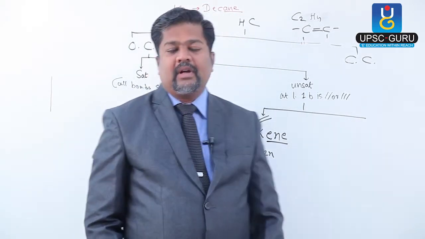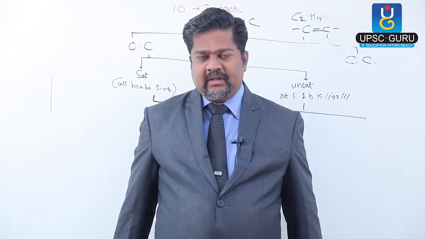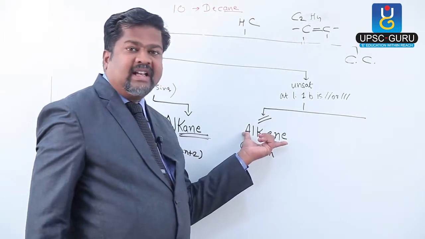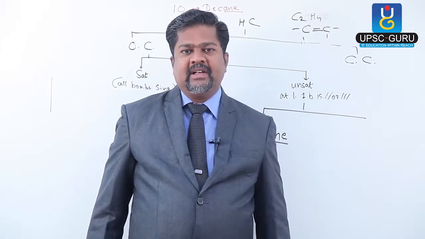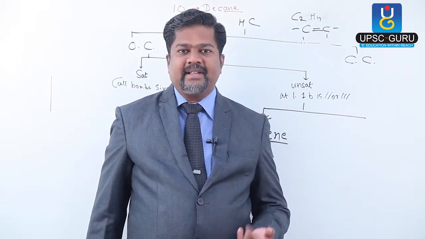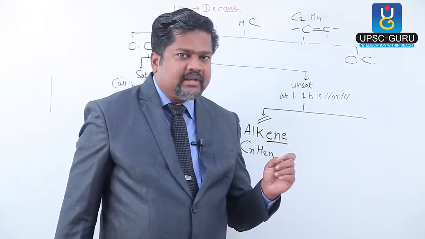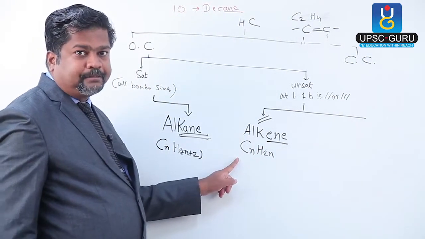What is the characteristic of alkene? At least one double bond should be present. Now here this general formula is given when alkene is there. If a second double bond is present in the series, then we call that a diene. If a third double bond is present, then triene. But right now don't go to that level. Only consider one double bond is there. Then this is the general formula.